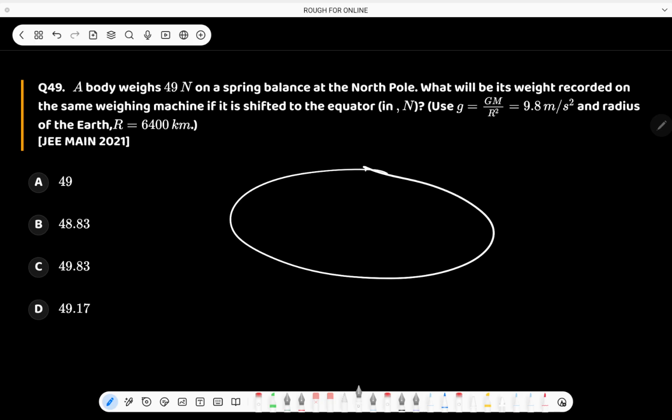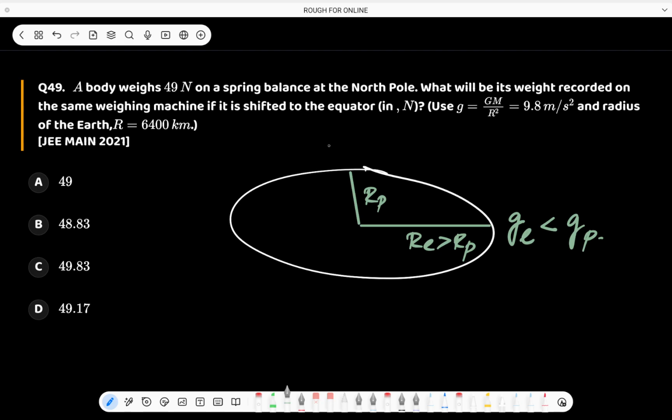Okay, it is something like this. Now this is what we call the polar radius, and this is what we call the equatorial radius. The equatorial radius is greater than the polar radius, isn't it? Which implies that the acceleration due to gravity at the equator will always be less than the acceleration due to gravity at the poles. Now it is given that the weight of the body at the North Pole is 49 Newton. So the weight at the equator has to be less than the weight at the poles.